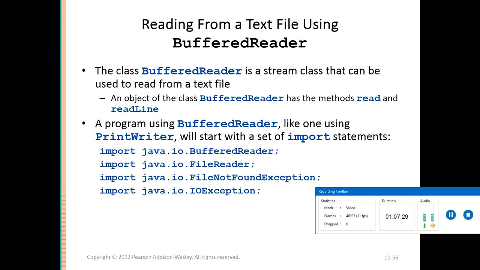Alright, now the next class is the BufferedReader class. BufferedReader is a stream class that can be used to read from a text file. An object of the BufferedReader has the methods read and readLine. So these are the two methods which can be used with the BufferedReader class. A program using BufferedReader, like one using Scanner, will start with a set of import statements. So we need BufferedReader, FileNotFoundException, and IOException.